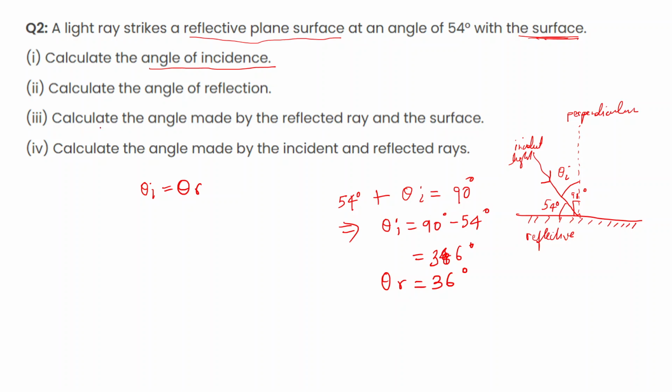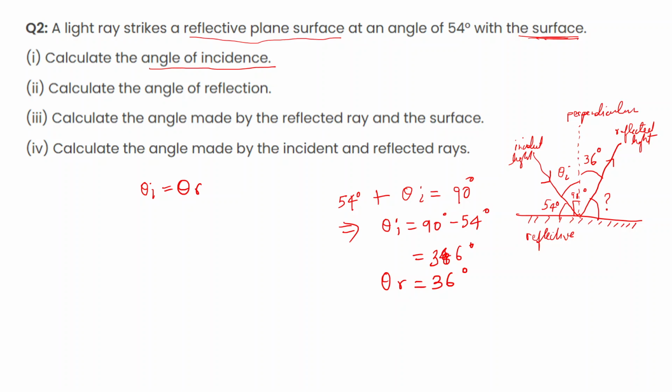Third part of the question is calculate the angle made by the reflected ray and the surface. So as per law of reflection, our angle of incidence is 36 degree, angle of reflection also will be 36 degree. This is reflected ray, reflected ray or reflected light. Now the question is asking us to find out the angle made by this reflected ray and the surface. That means this angle is being asked.